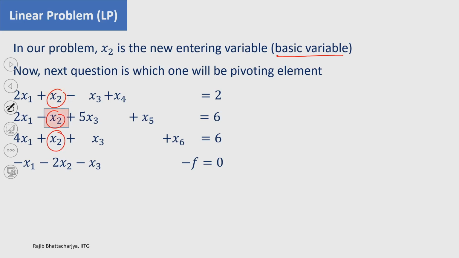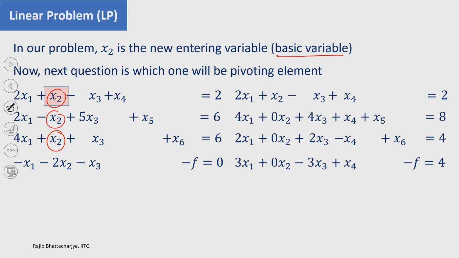Okay. It may be this one, it may be this one, it may be this one. So, we have to take a decision at that. Now, let us solve. If I consider this as a pivoting element, I can apply the row operation as we have discussed already.